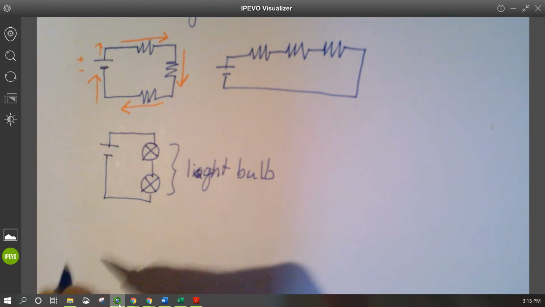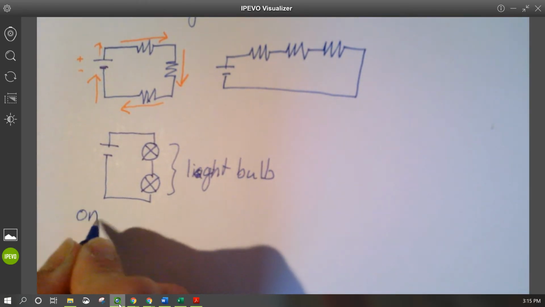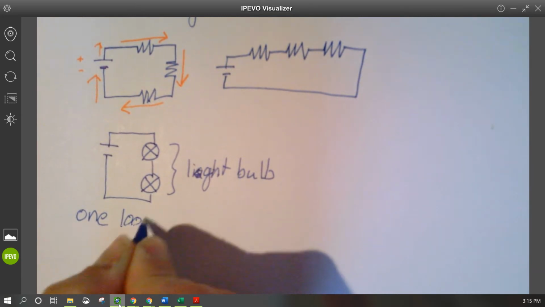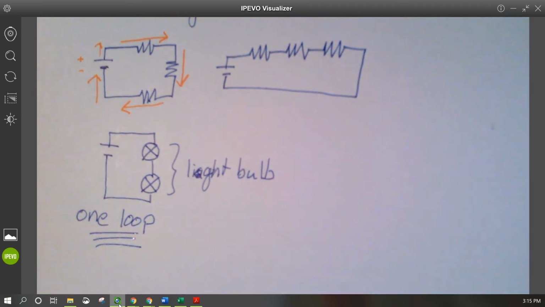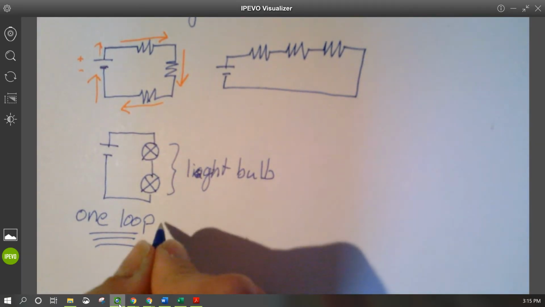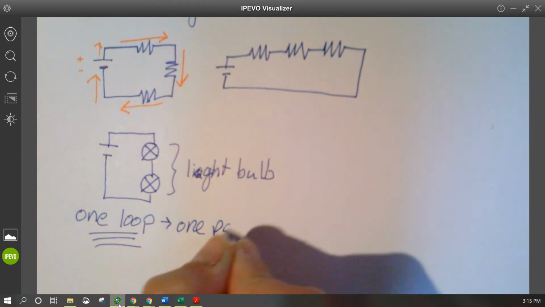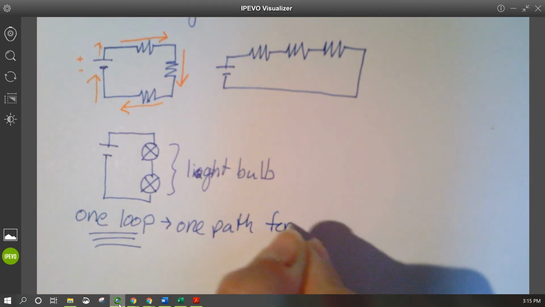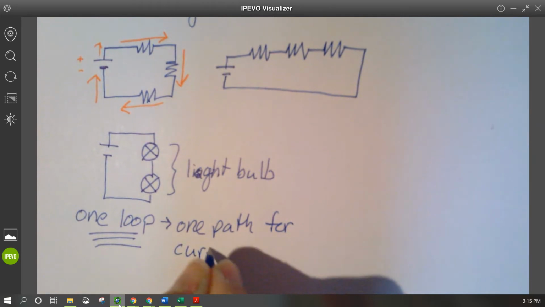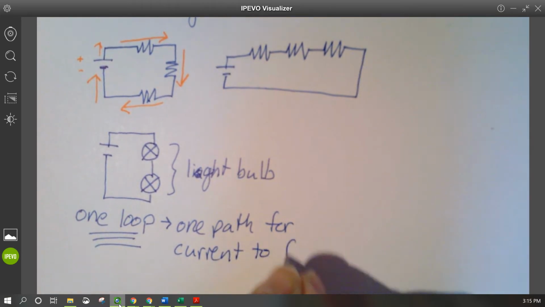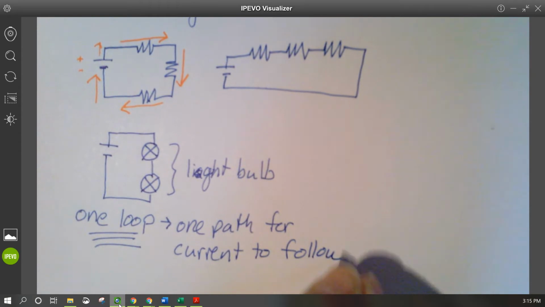And so the main idea here, you're going to want to write this down, is that there is one loop. Okay, so you can think of circuits in terms of loops. So if there is only one loop, it is a series circuit. And one loop means there is one path for current to follow. There's only one choice. Current can't branch, or there's no decision to make. There's only one way to go. That tells you you've got a series circuit.